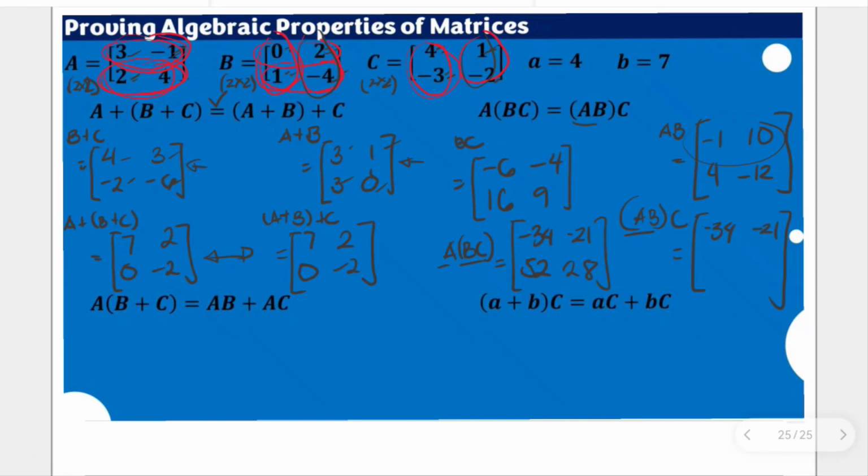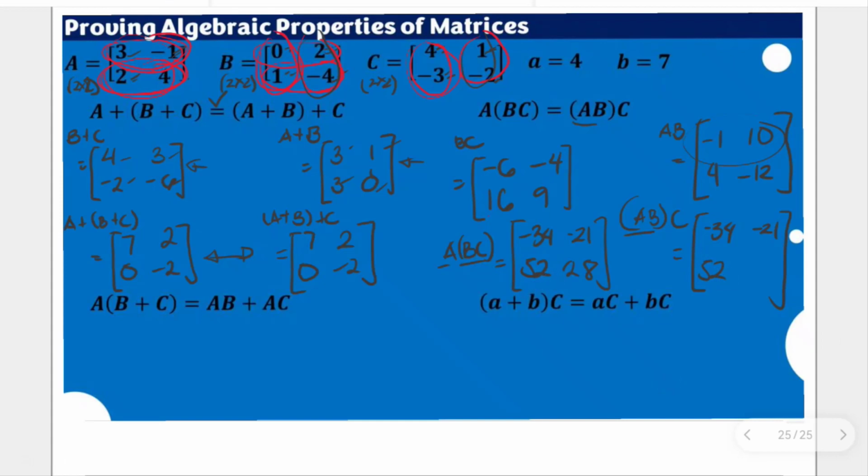Next, I have the next row here times this one. So I have 4 times 4 is 16. Negative 12 and negative 3 is negative 36. Negative 36, positive 36 and 16 will result to 52. So we have 52 here as well.